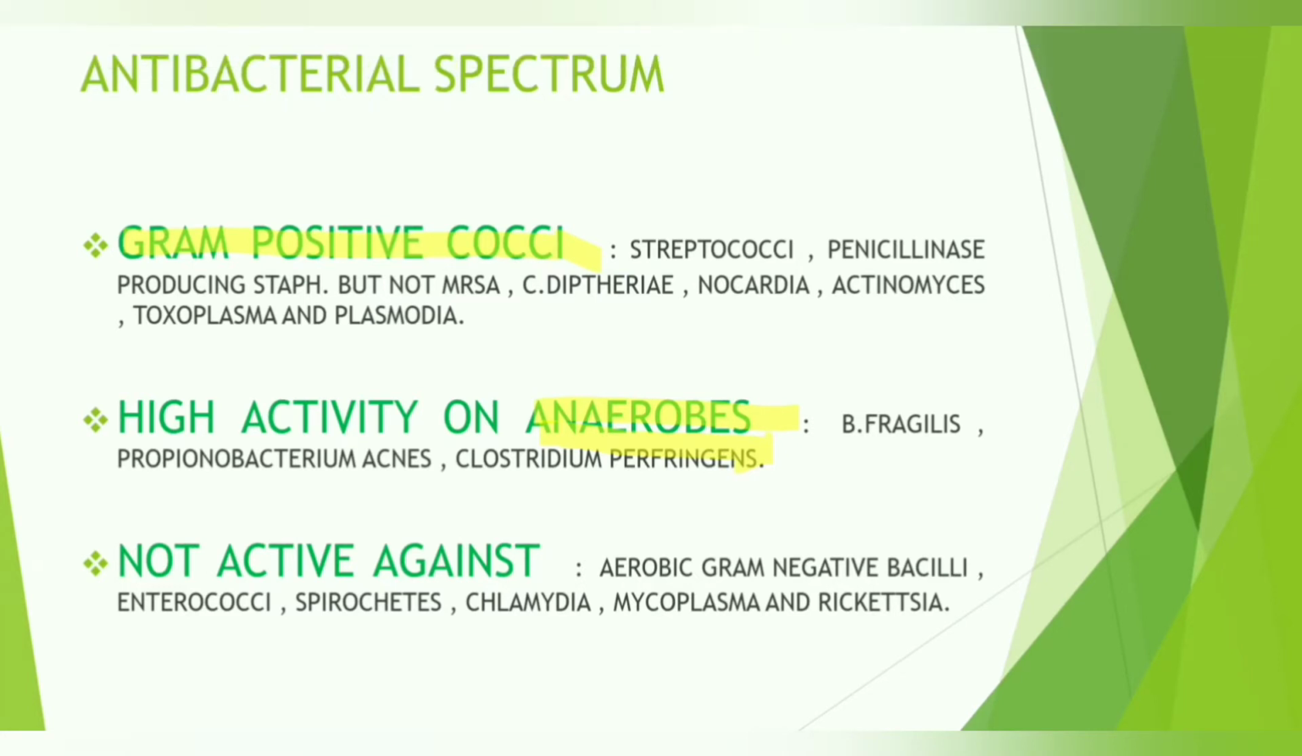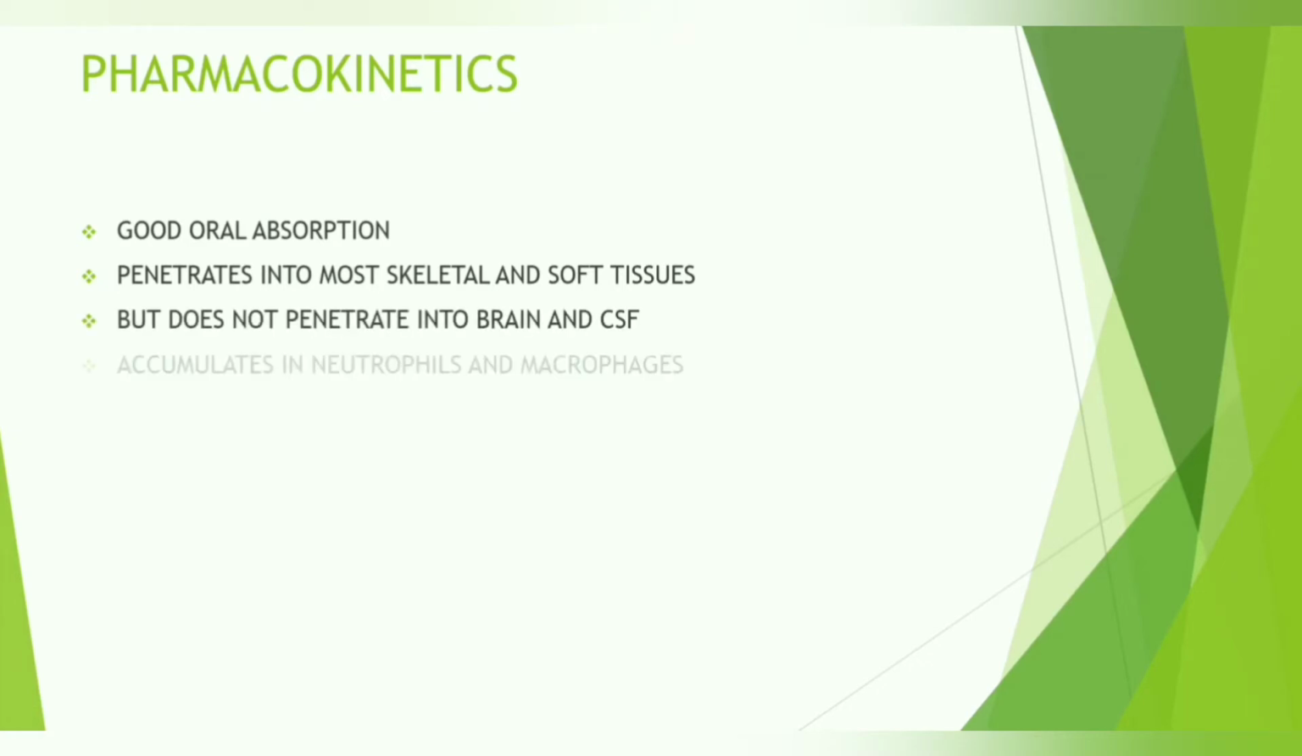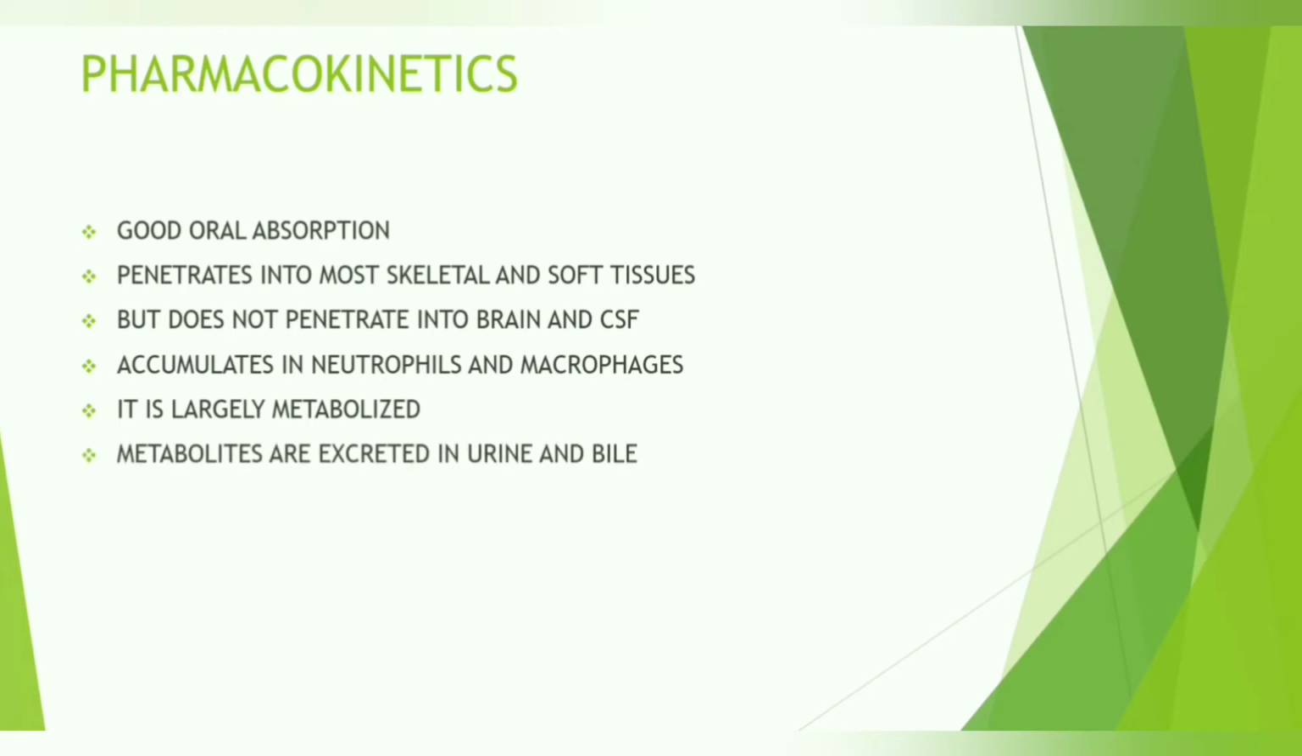Now we will discuss the pharmacokinetics of clindamycin. It has good oral absorption. It penetrates into most skeletal and soft tissues, but it does not penetrate into the brain and CSF. It accumulates in the neutrophils and the macrophages. It is largely metabolized. The metabolites are excreted in the urine and bile. T-half is 3 hours. The dose is 150 to 300 mg QID oral.